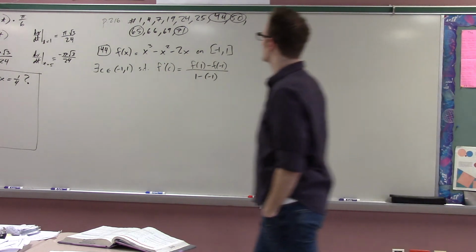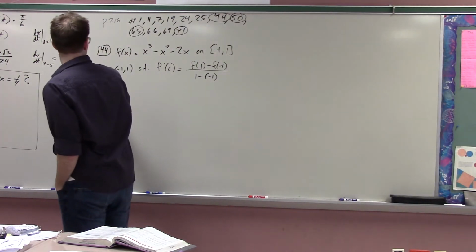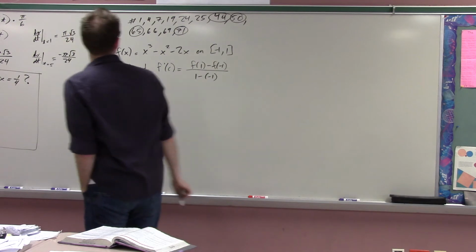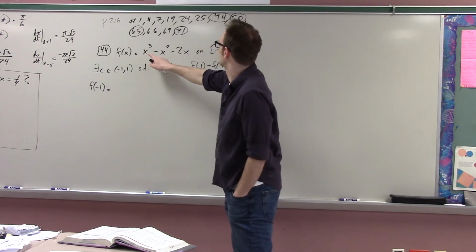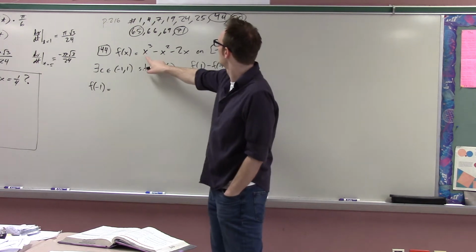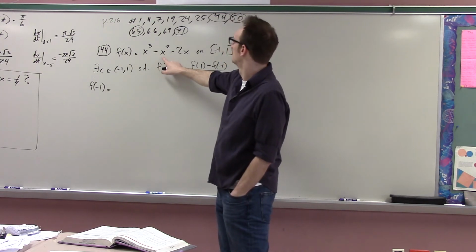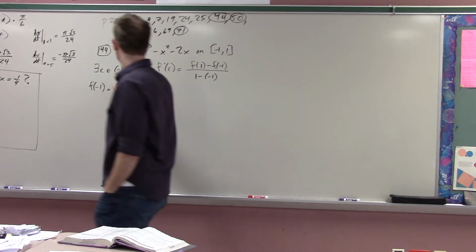Okay, let's figure out what those things are. What is f of -1? If I plug it in, I get -1 minus 1 is -2 plus 2 is 0, right?